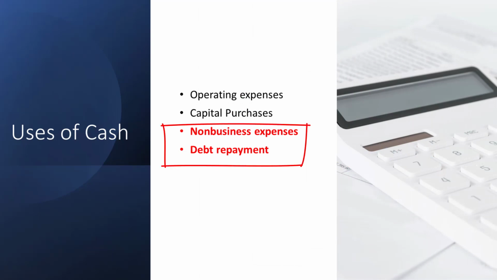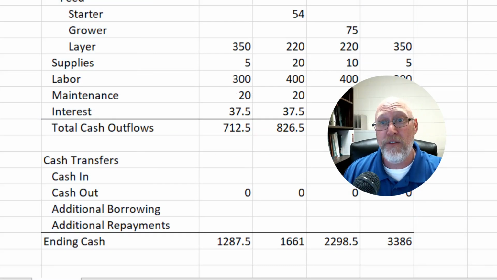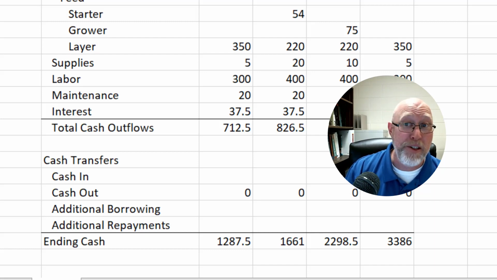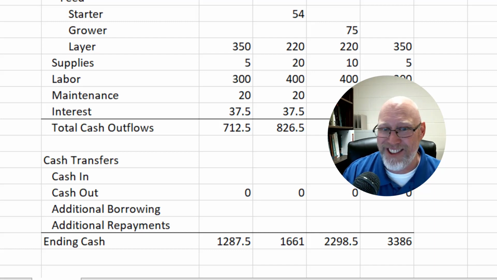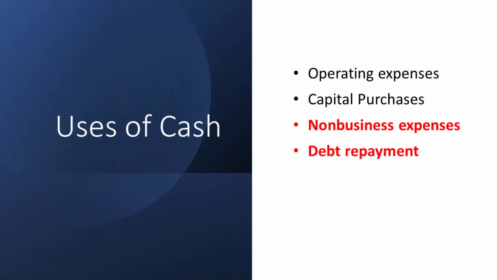And again, I kind of take issue with the wording. I think the wording of non-business expenses out of this textbook is because oftentimes farms do indeed intermingle their household expenses with their farm business expenses. But the way you want to think about that is if you have a non-business expense, a personal expense, you need to pull the money out of your business account and move that money to your personal account and then make the payment. So the two things in red are cash going out of the business, right?